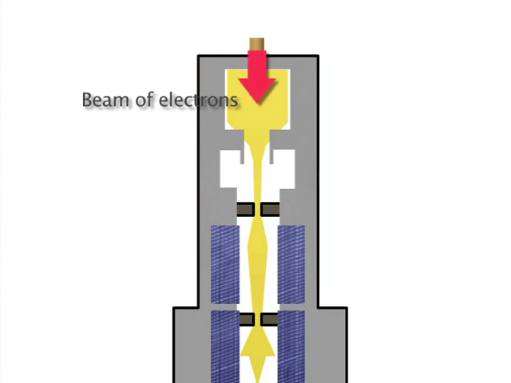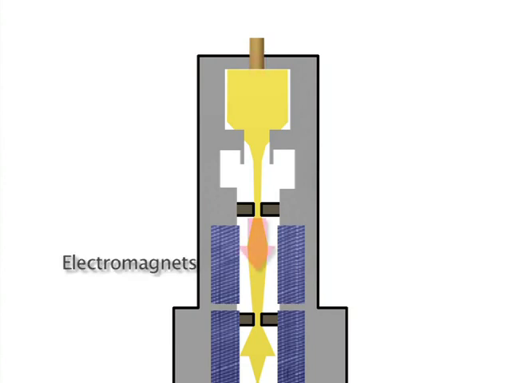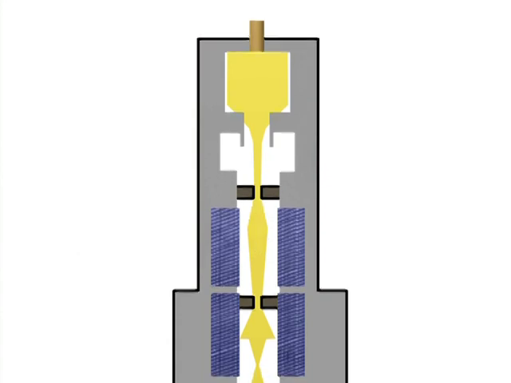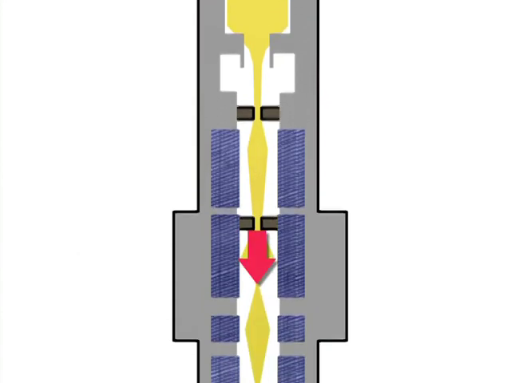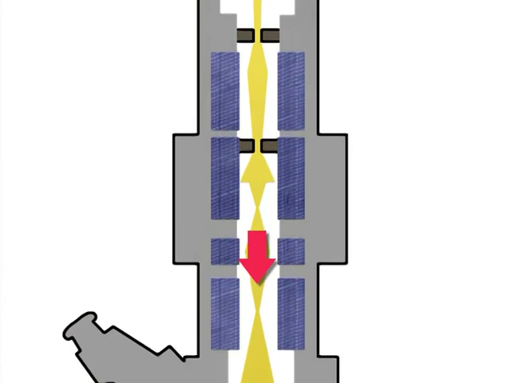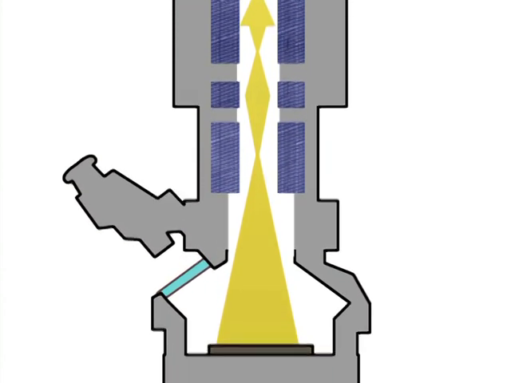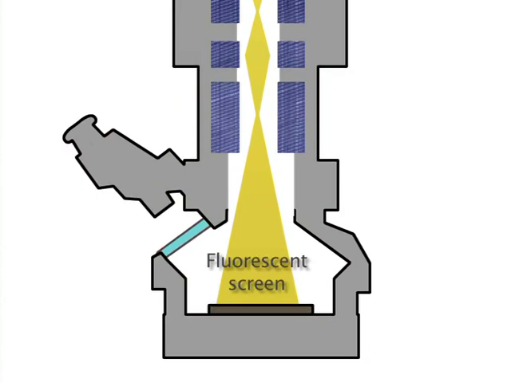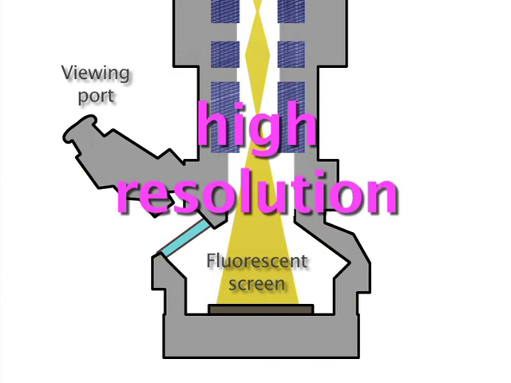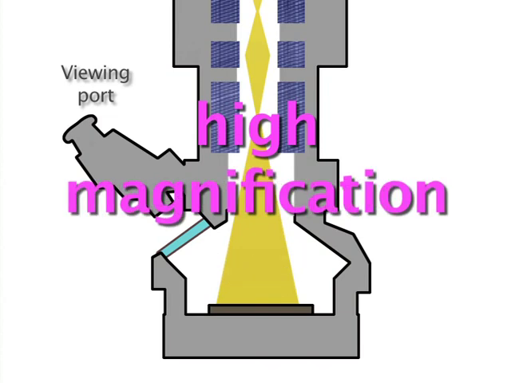A beam of electrons focused by electromagnets rather than a beam of light focused by glass lenses is used. The wavelength of electrons is much shorter than that of light, so the electron beam can get in between small structures such as ribosomes and allow a clear picture to be seen even at great magnification. So, electron microscopes have high resolution and high magnification.